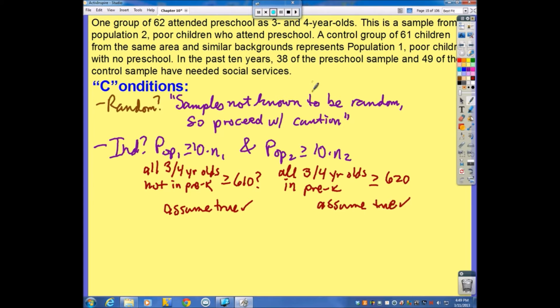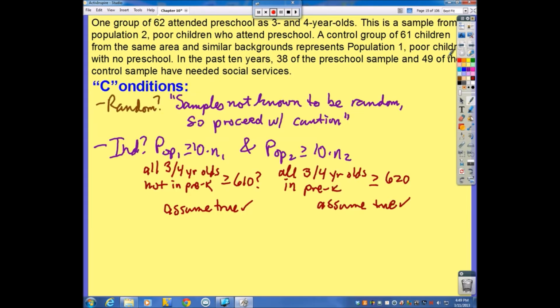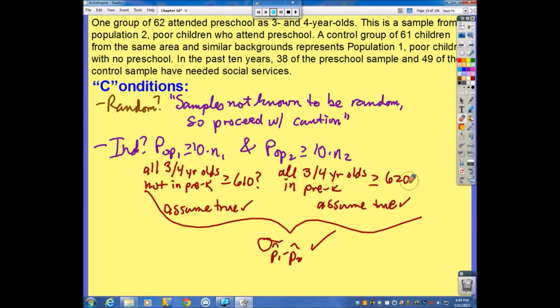Okay, if I jump back here, they were talking about two groups of Michigan children. So we might say, all 3 or 4-year-olds not in preschool in Michigan, and all 3 and 4-year-olds in preschool in Michigan. I would still say those numbers would be true. So since both of these are true, we may calculate a standard error. We may calculate the standard deviation of P1 hat minus P2 hat. That is achievable, which we will have to do later on in the problem.